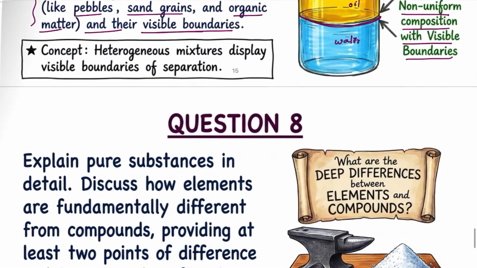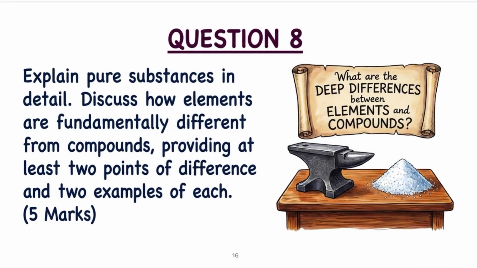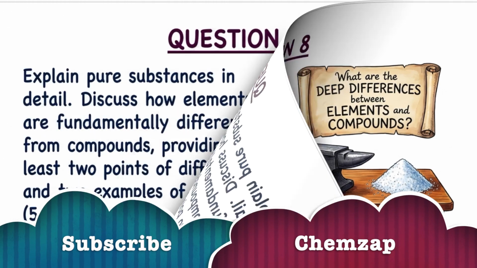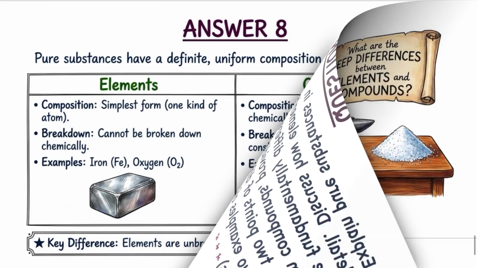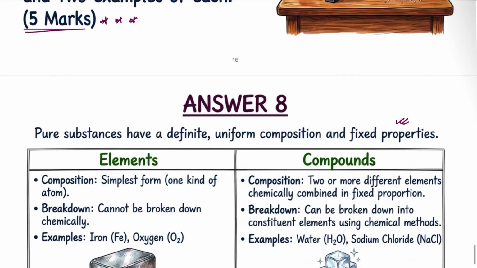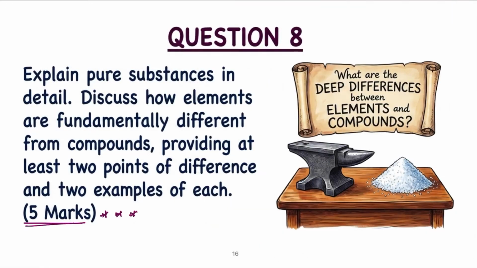Now question number 8. Explain the pure substance in detail. Discuss how elements are fundamentally different from compounds, providing at least 2 points of difference and 2 examples of each. This is a 5 marks question, right? This is a very good question. So now check the answer of this question. Pure substances have a definite uniform composition and fixed properties. Now once you check the question again, in this question, indirectly they are asking to write the differences between elements and compounds.